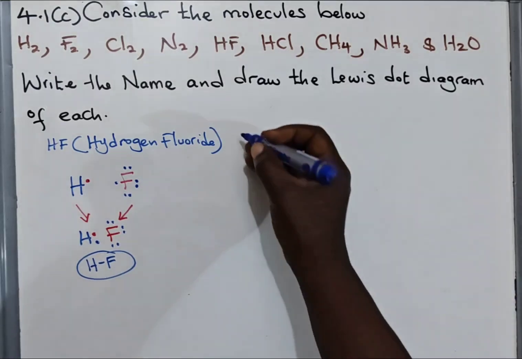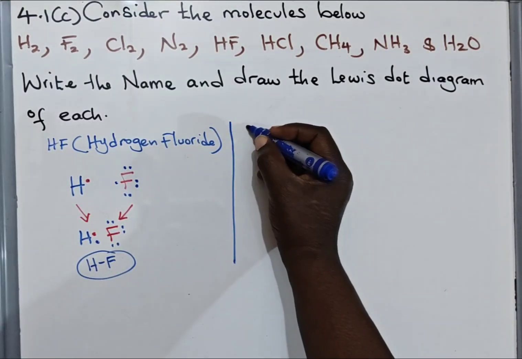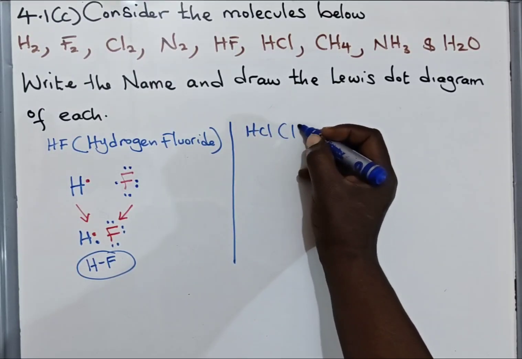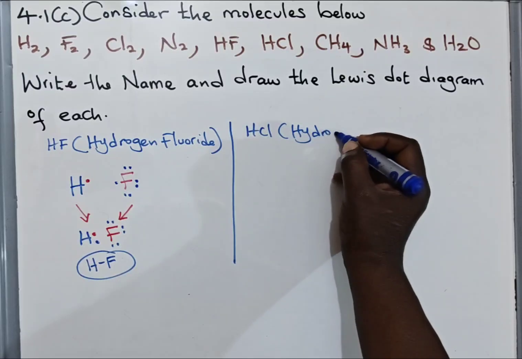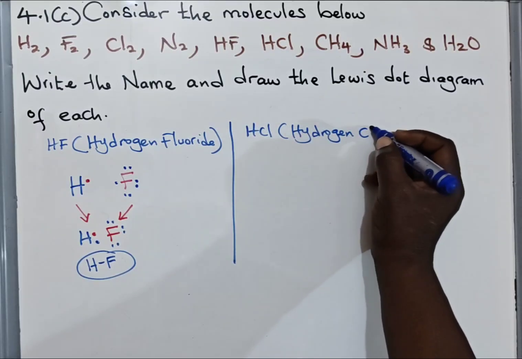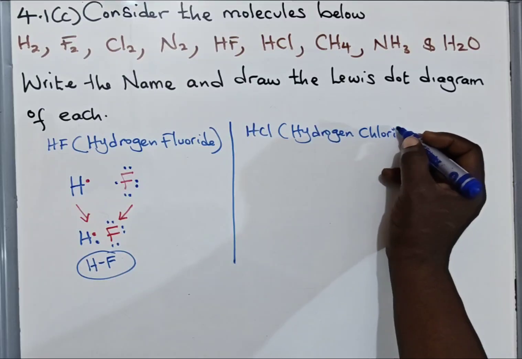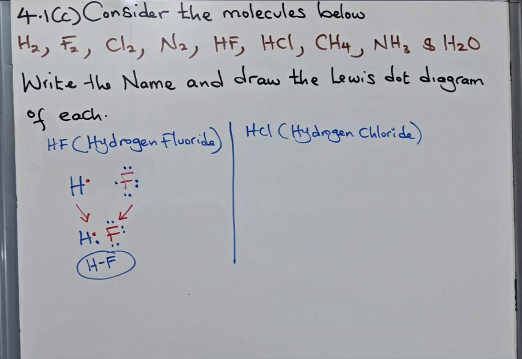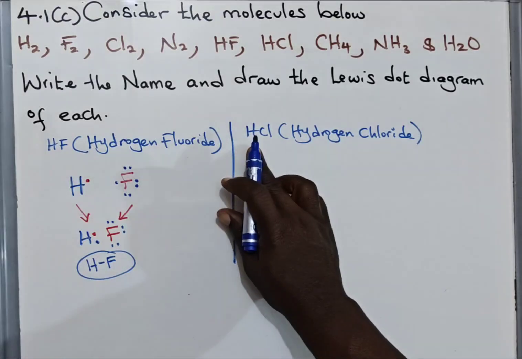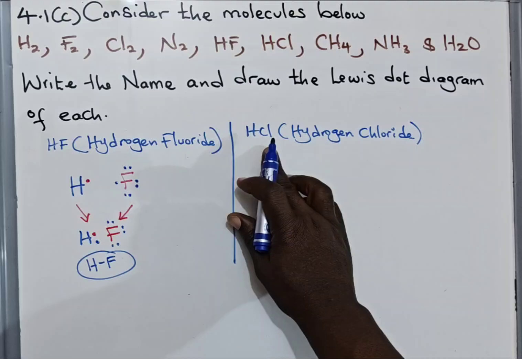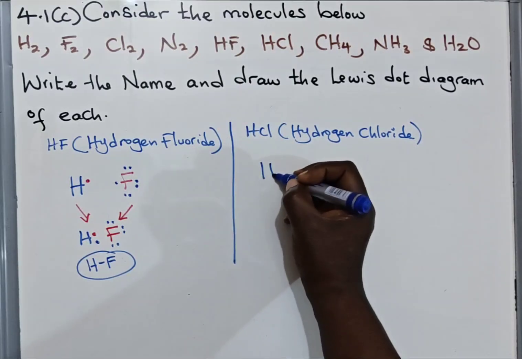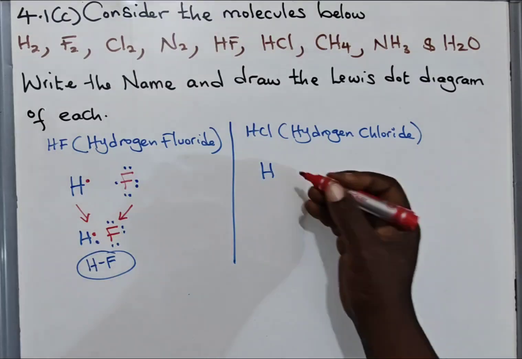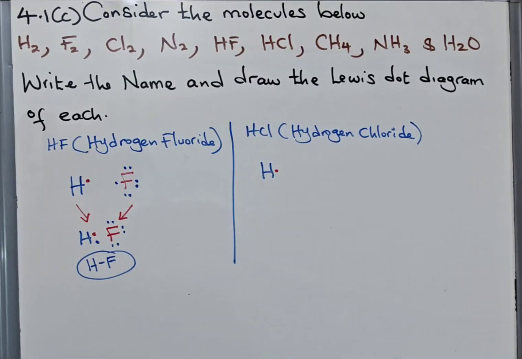Next is this molecule, HCl. What is it? It is hydrogen chloride. Okay, we need to know that hydrogen chloride is made up of a hydrogen atom and a chlorine atom bonded together. So when you look at hydrogen first, this is what you have. Belonging to which group? Group 1. So having only 1 valence electron indicated like that.